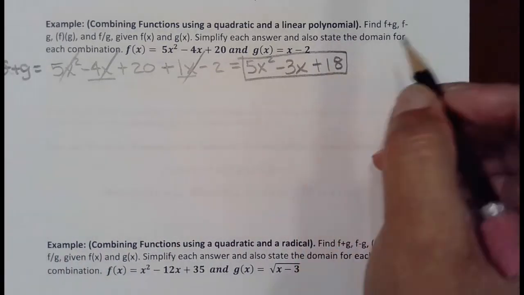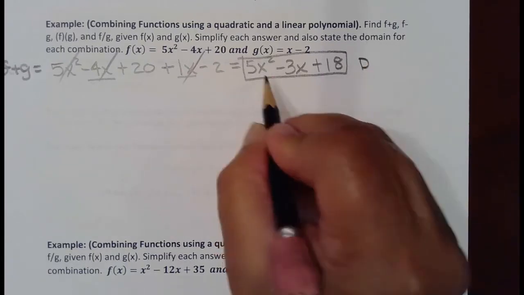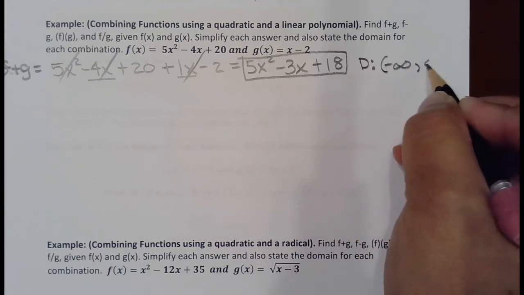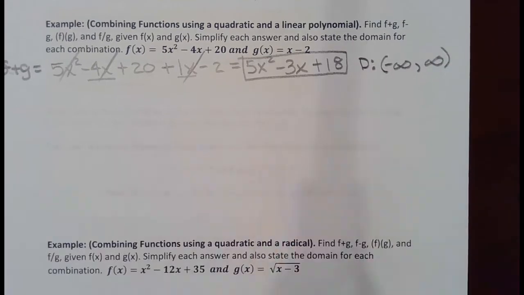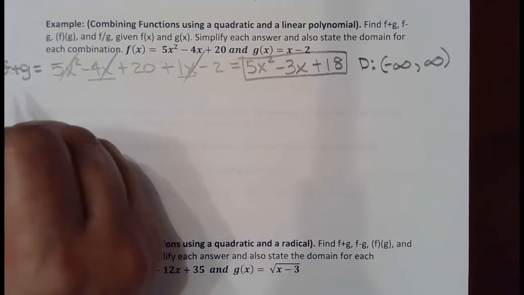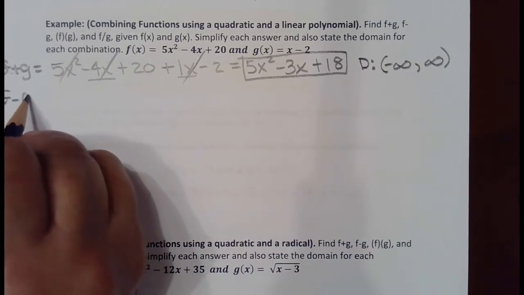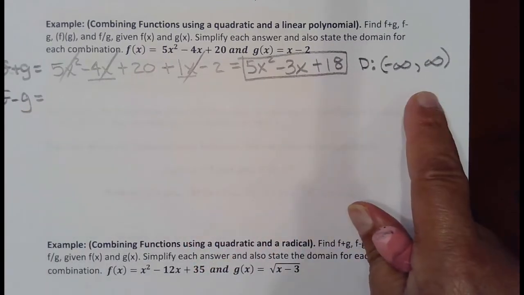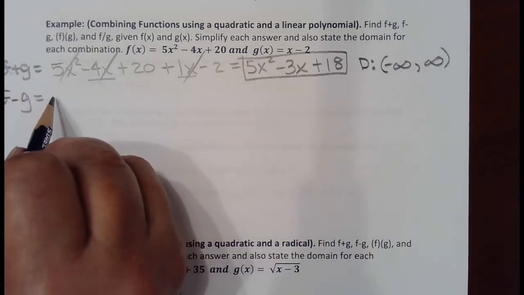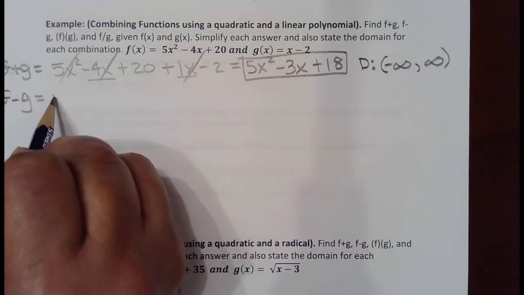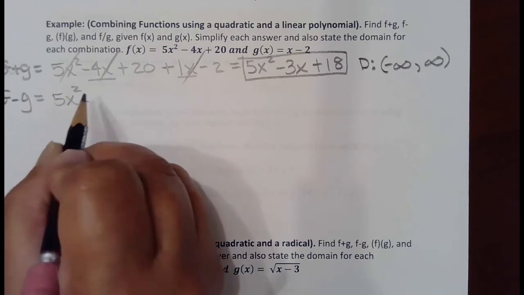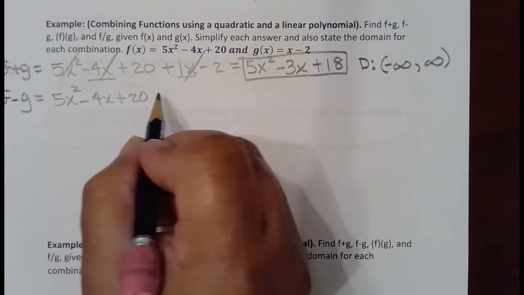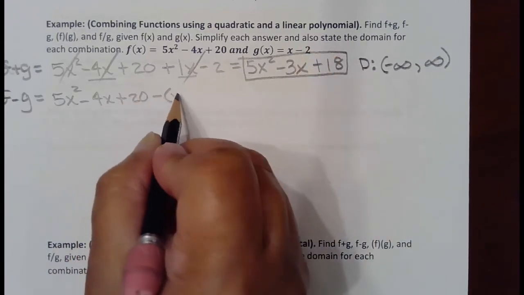Then when we go to do the difference, it's also going to come out to be a polynomial, and therefore we'll have the same domain. But the answer will come out different. So it's going to be the f function, 5x squared minus 4x plus 20, minus the g function. Now when you subtract that g function, it just causes both of these signs to switch, so that rather than positive x and negative 2, it'll be negative x and positive 2 that you'll be combining with the terms from the f function. So we already switched the sign down here.